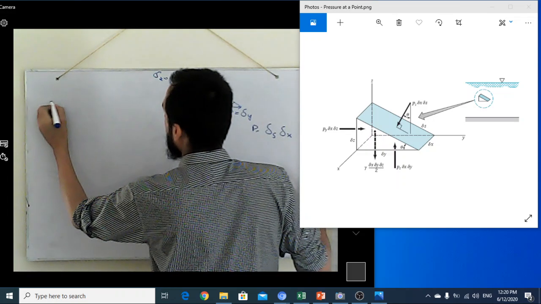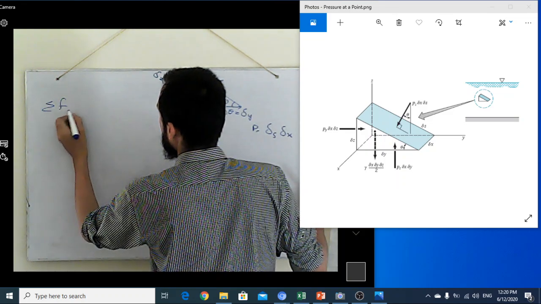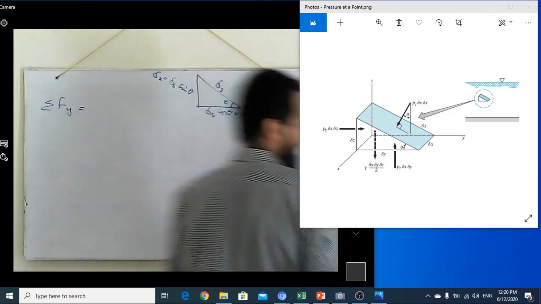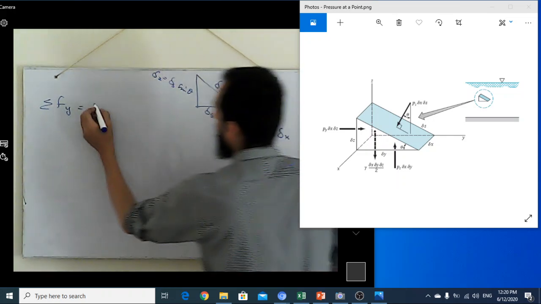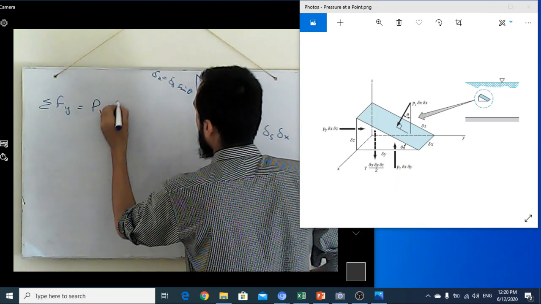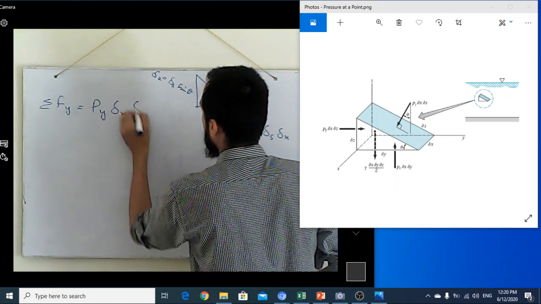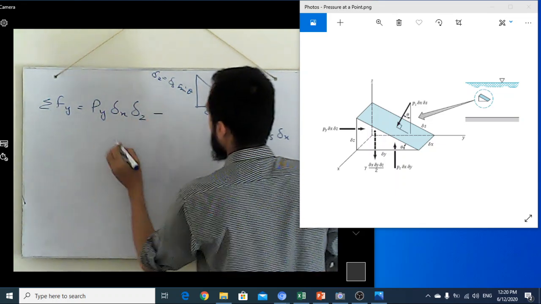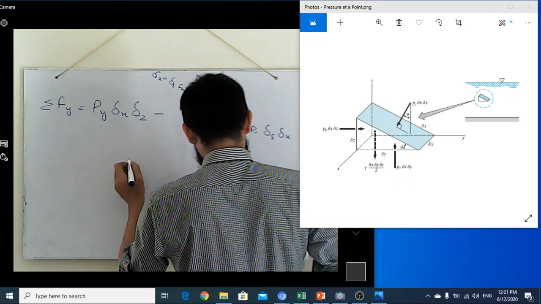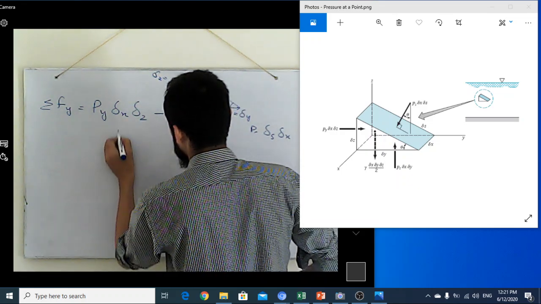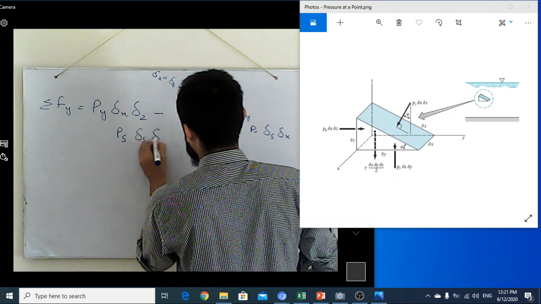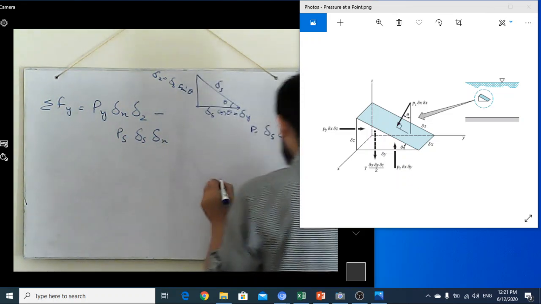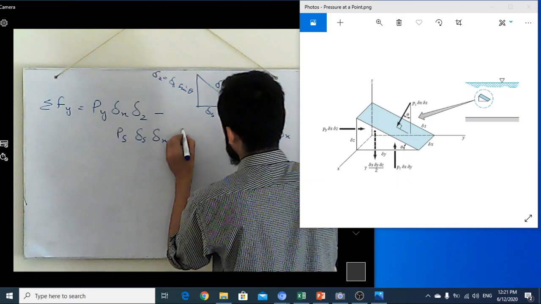Okay, the sum of the forces acting along the y-axis will be equal to Py delta x and delta z minus the force of PS, which is acting along ds and x, with its component of sine theta.